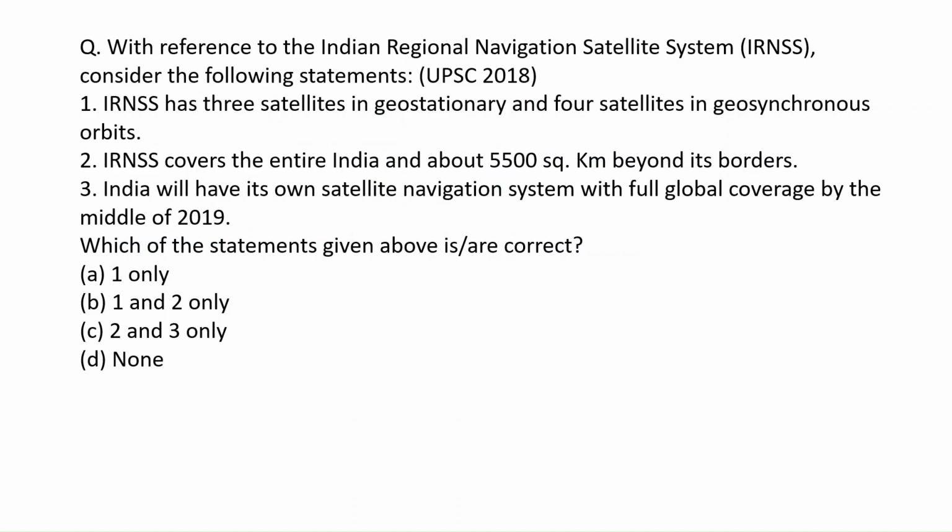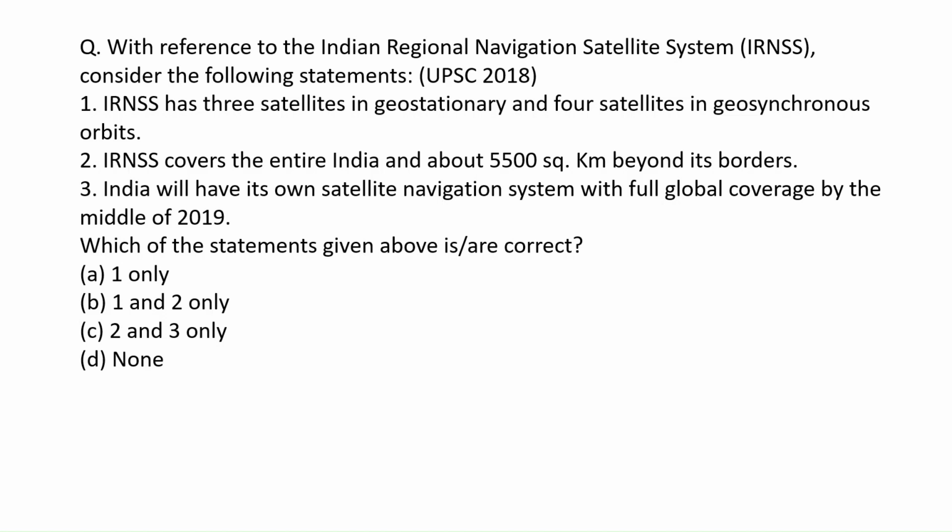Next up, with reference to IRNSS, consider the following statements. It was asked in UPSC 2018. It has 3 satellites in geostationary and 4 satellites in geosynchronous orbits. It covers the entire India and about 5,500 square kilometers beyond its borders. See, I told you the range was asked in the exam. And India will have its own satellite navigation system with full global coverage by the middle of 2019.